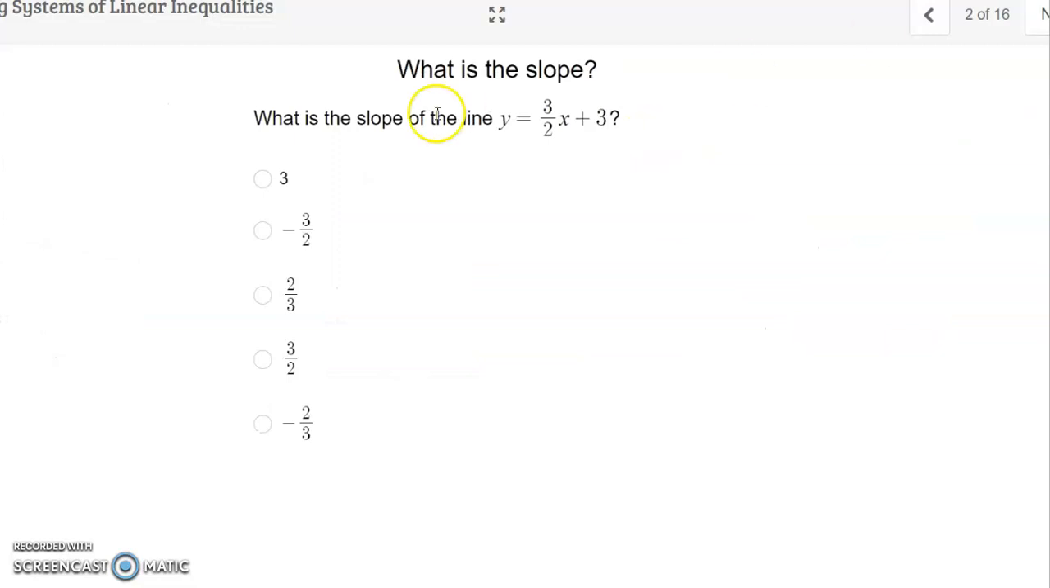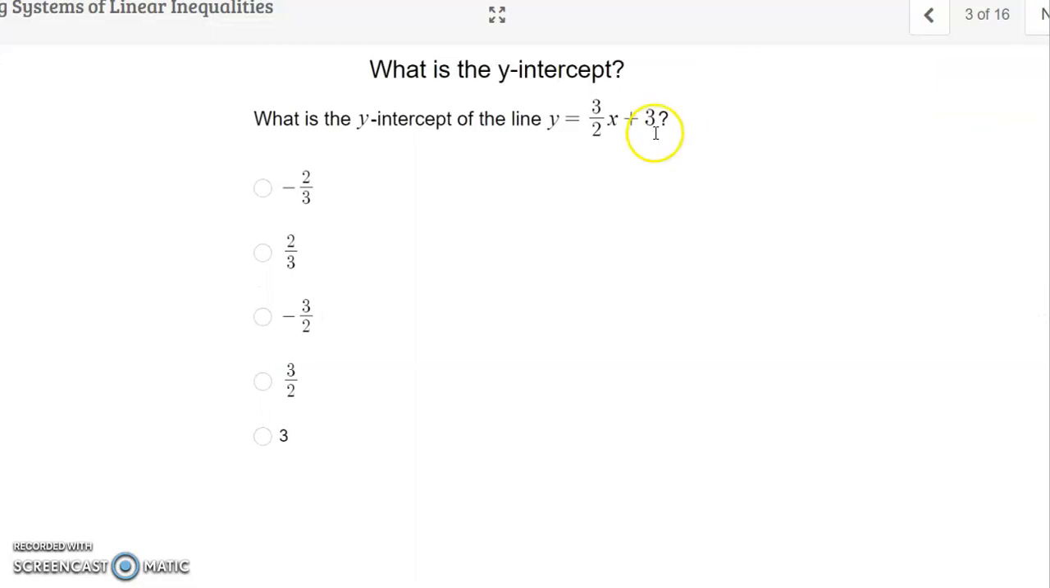So it says slide 2, what is the slope? If we have y equals 3/2 x plus 3, the slope would be the number in front of x. So it would be 3/2. And that means you'd go up 3 to the right 2. All right, now what is the y-intercept? If I have y equals 3/2 x plus 3, my y-intercept would be 3.